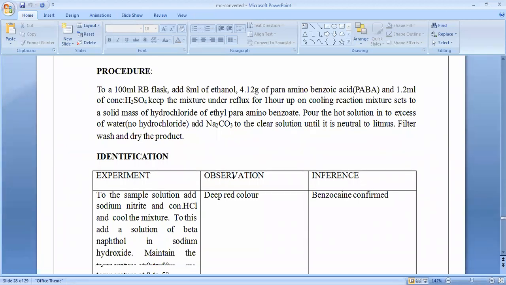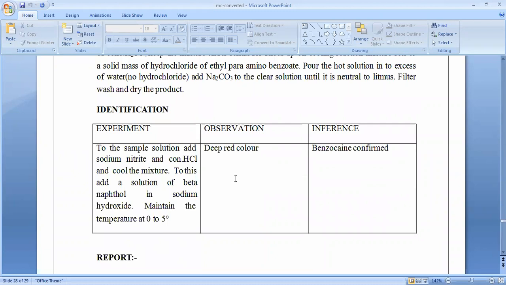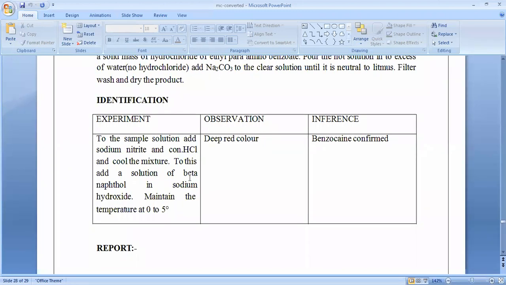Now, what will be the identification test for whether the benzocaine molecule is synthesized or not? To this sample solution of benzocaine, we add nitric acid and concentrated hydrochloric acid and cool the reaction mixture. To this solution, we add beta-naphthol solution. This beta-naphthol in sodium hydroxide is added while maintaining the temperature between 0 to 5 degrees centigrade.